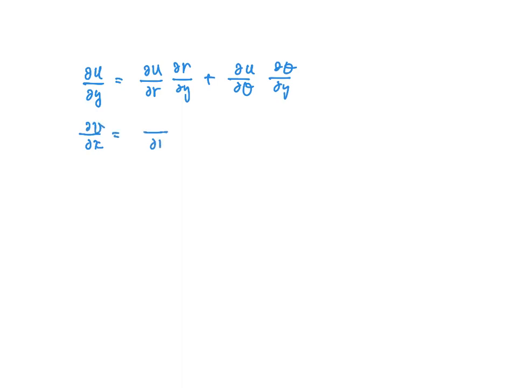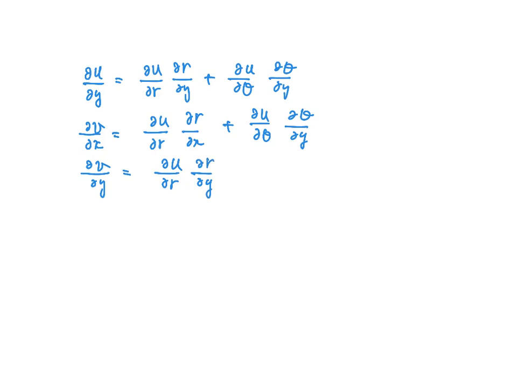Likewise, partial u partial y is partial u partial r times partial r partial y, plus partial u partial theta times partial theta partial y. And same for v: partial v partial x is partial v partial r times partial r partial x plus partial v partial theta times partial theta partial x, and partial v partial y likewise.